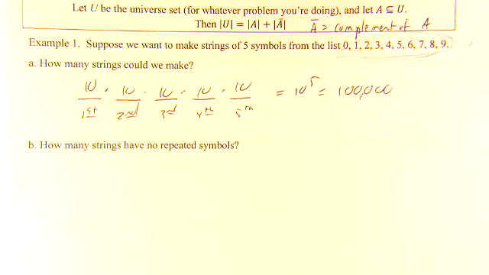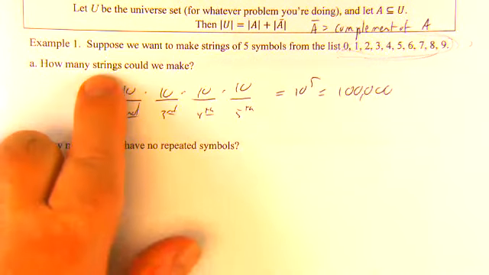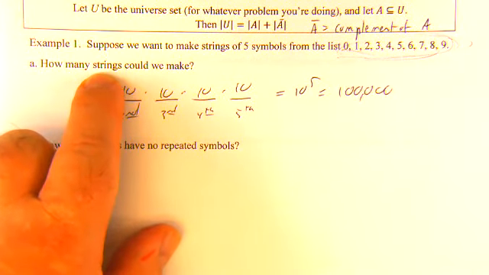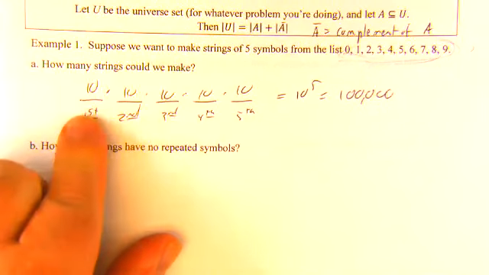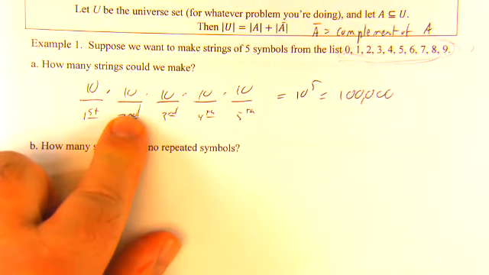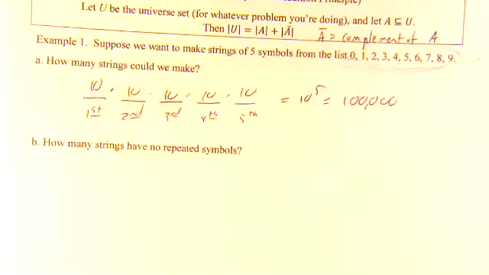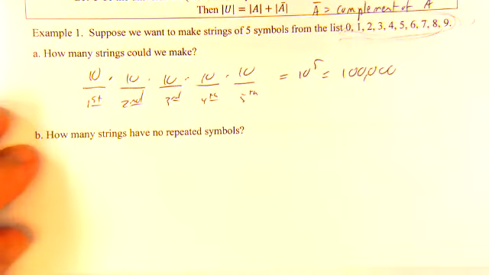Not particularly surprising, right? How many numbers are there between 0 and 100,000? Well, between 0 and 99,999. Note that we did not say you could not repeat symbols, right? So I get 10 options for the first, but I also get 10 options for the second. I can repeat the symbols there because there was no restriction there. This one is saying how many have no repeated symbols.